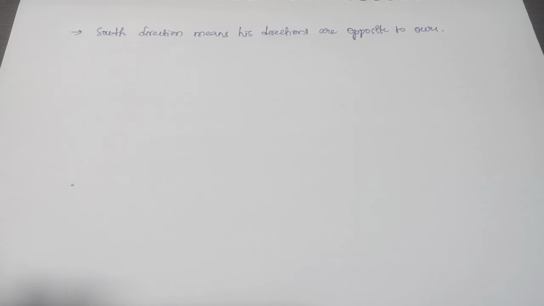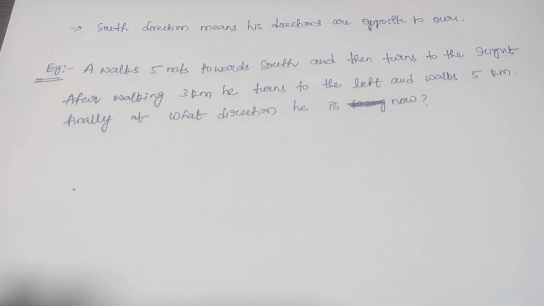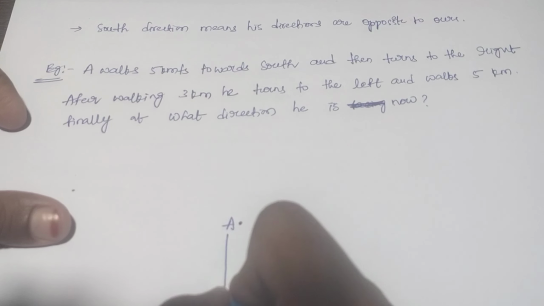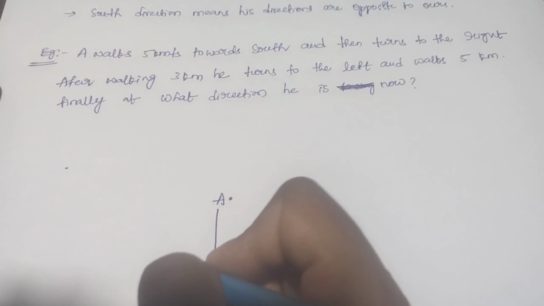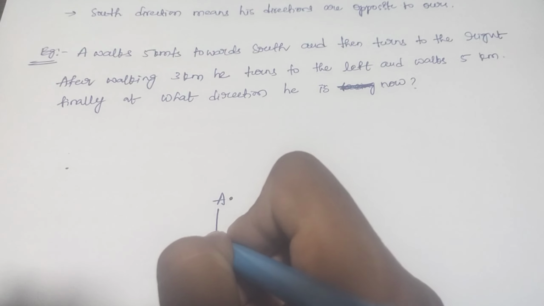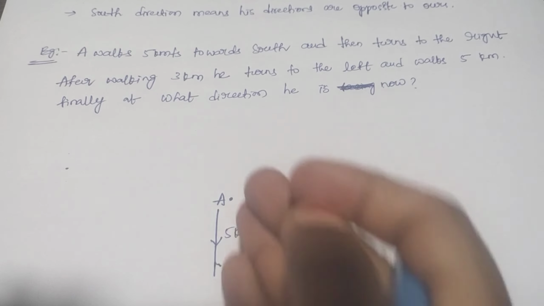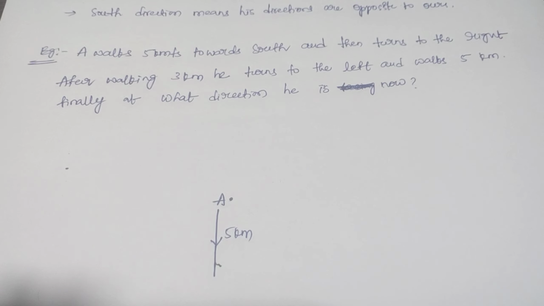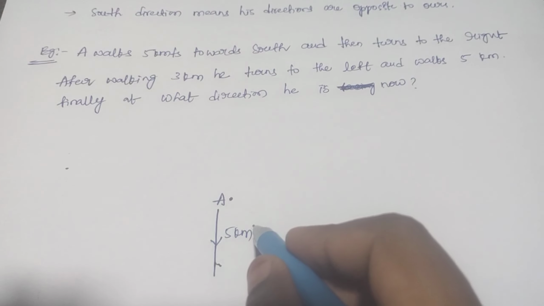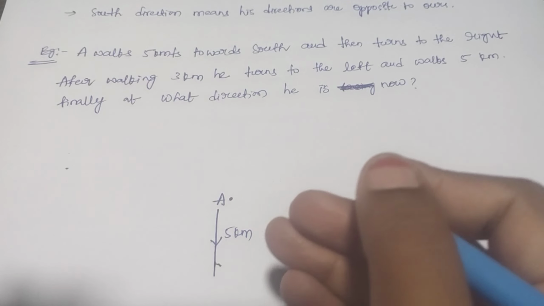Now I am going to discuss some very basic examples. Then you can find it very easily. This is the question. Now we have to solve the answer. A walks 5 kilometers towards south. South direction means this direction, right? 5 kilometers. We have to determine with arrow. A is going downwards, so I have given a downward arrow. Now we have to mark it as 5 kilometers towards south. Then turns to the right.